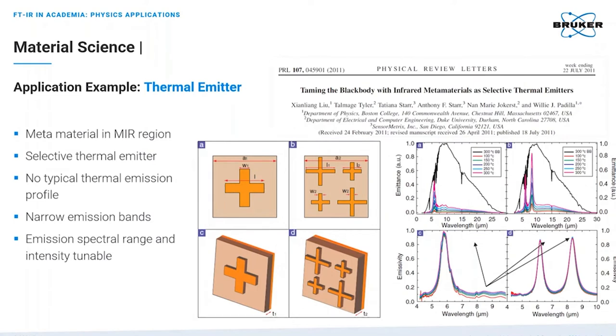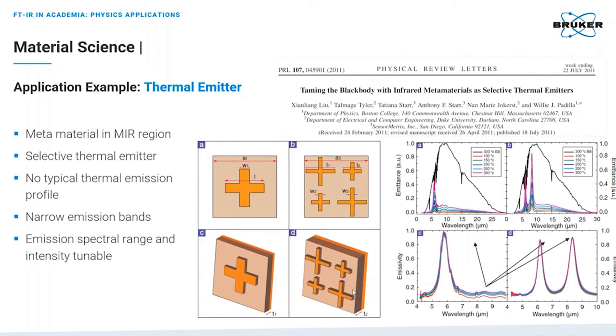Well, here's another metamaterial example for the mid-infrared region. Mid-infrared emitters are also called thermal emitters, and typical thermal emitters show Planck's emission profile, as explained at the beginning, with broad emission band. And this metamaterial, designed by US researchers, is a rare selective thermal emitter since it features sharp emission lines with tunable position.